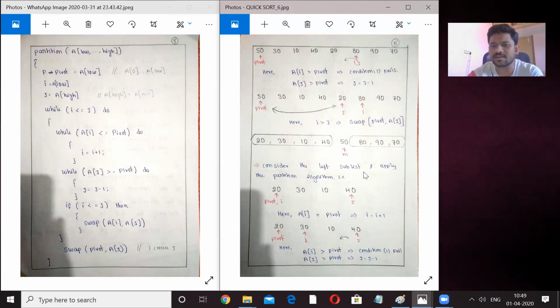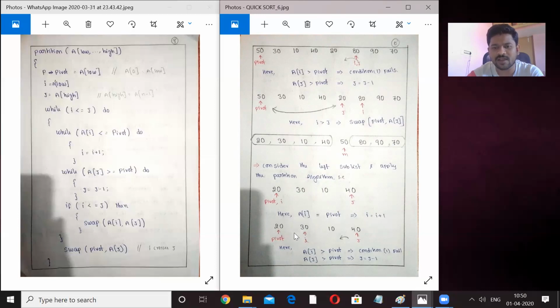Now consider the left subarray and apply the partition algorithm. The left subarray is nothing but 20, 30, 10, 40. Using this partition algorithm, the first element will be considered as the pivot element as well as A of I, and A of j is nothing but the last element. Here A of I is equal to pivot, so I is equal to I plus 1. So I will be incremented here.